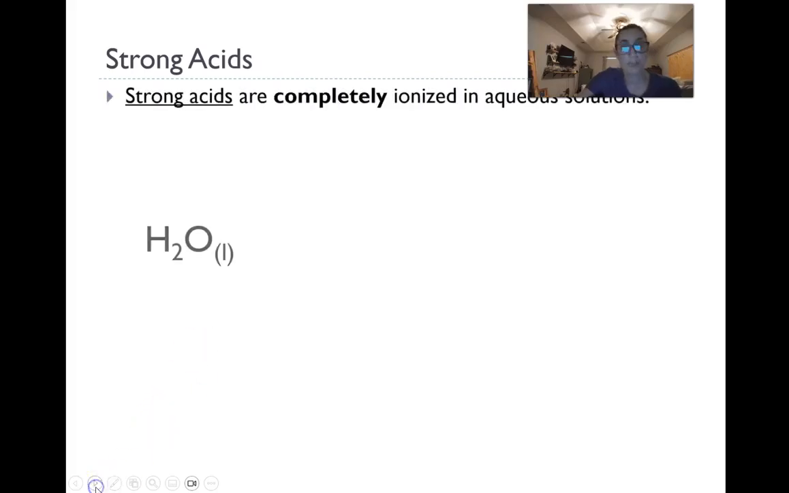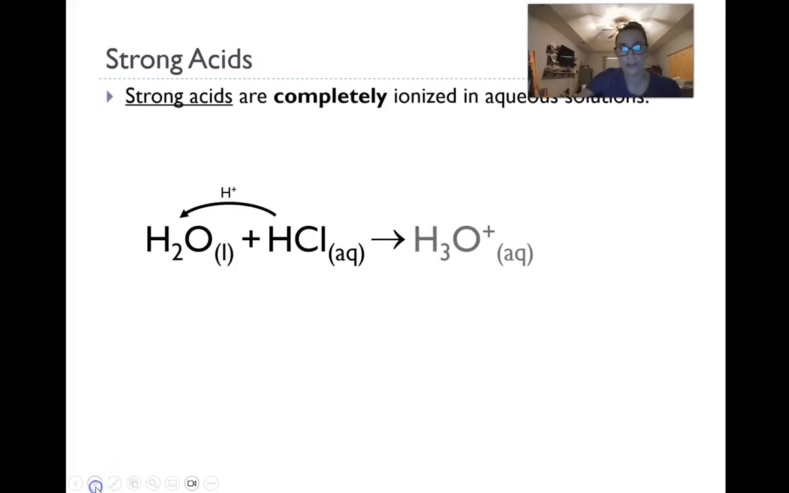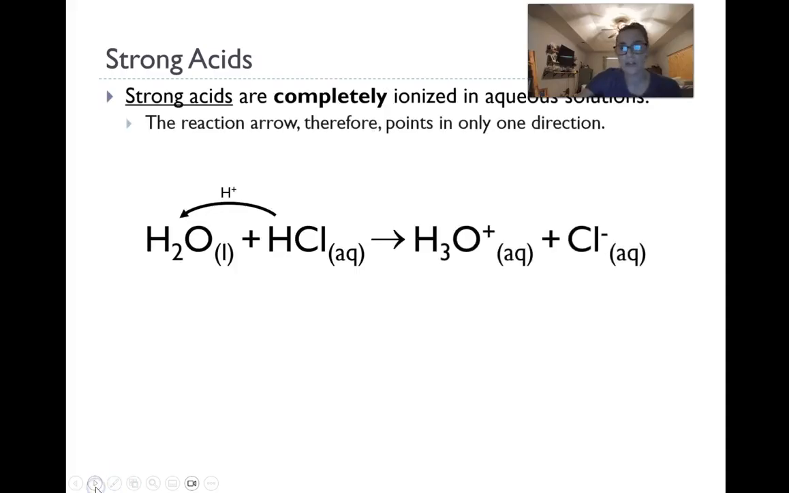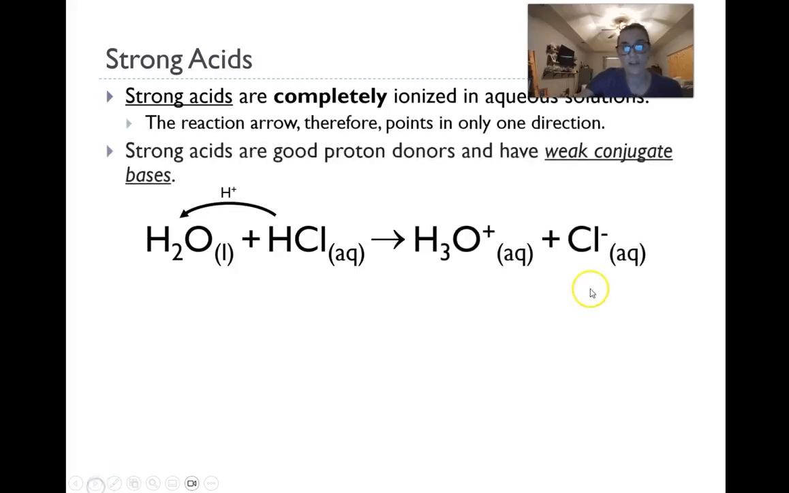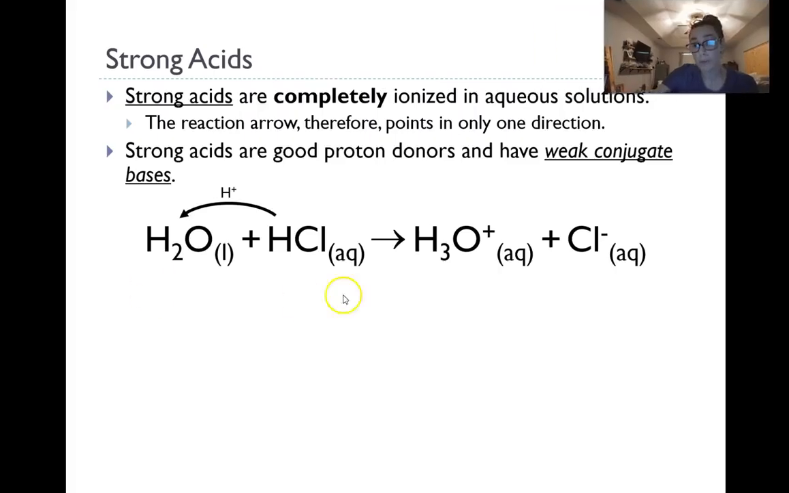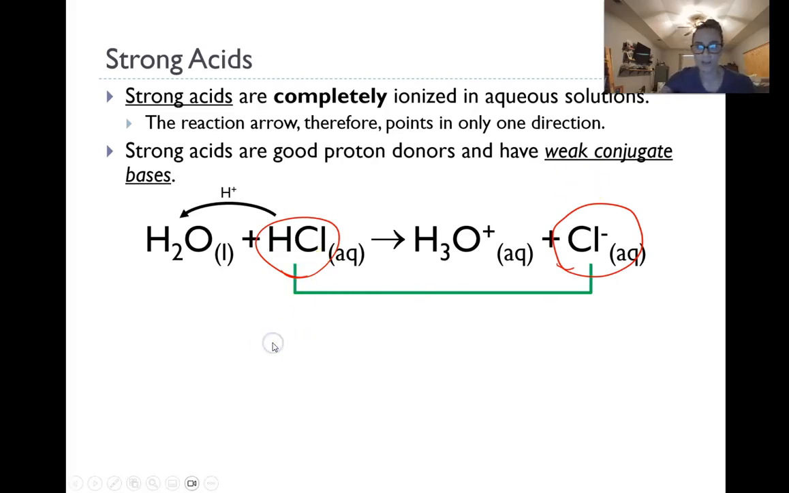So strong acids are completely ionized in aqueous solution. So they break apart completely into their protons and their anion. So therefore the reaction arrow, instead of going both ways, is going to only go one direction to show complete dissociation. So these are really good proton donors. They do not want their proton, okay? So therefore their base, their conjugate base, the chloride, are weak. They don't want to accept protons. They're like, no, I'm good by myself, okay? So strong acids have weak conjugate bases.